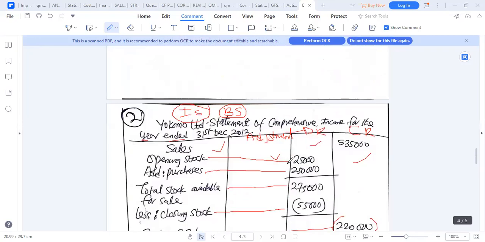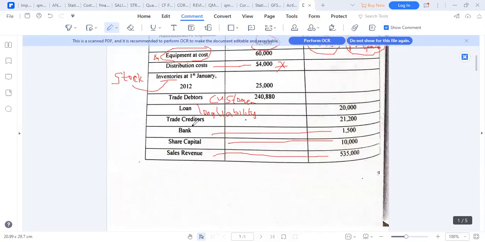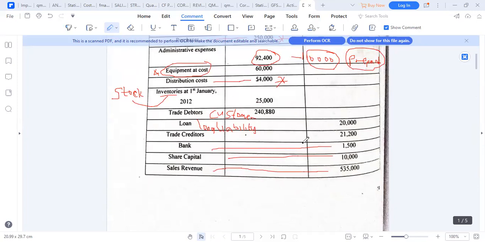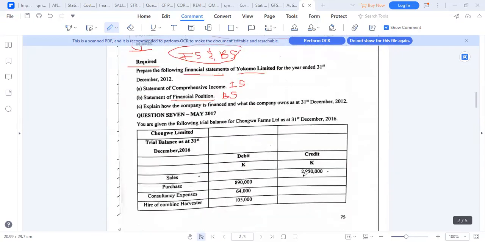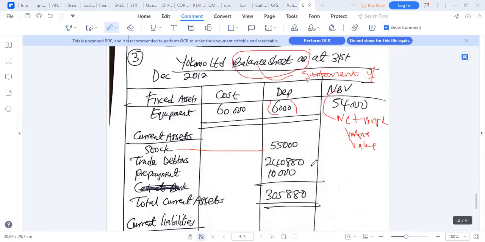The other one is trade debtors. After the stock, you go for the trade debtors. Trade debtors is 21,200. Oh, sorry, it is 240,880. That is for the trade debtors, 240,880, which is this one.